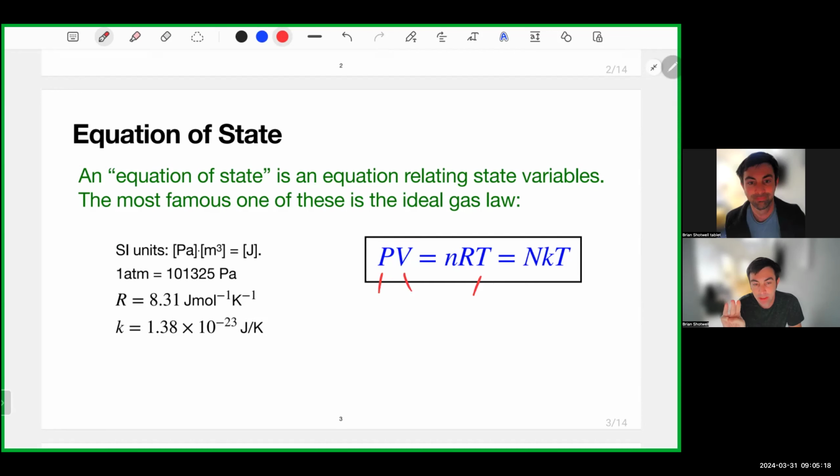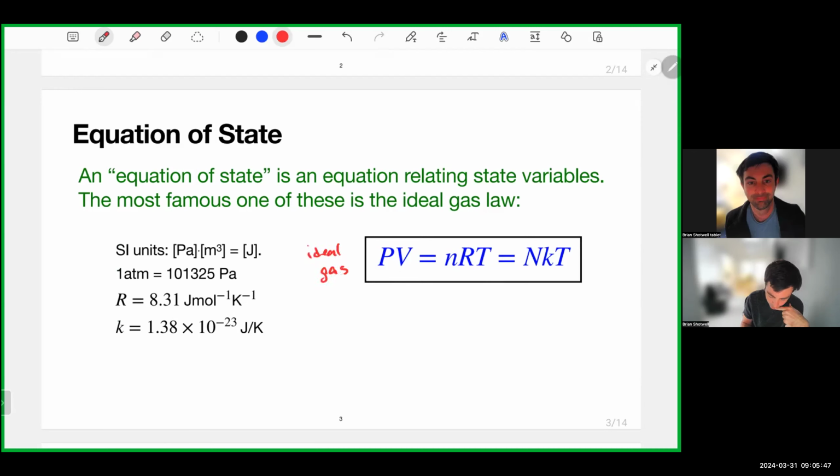And these are three variables that would be independent if it weren't for this thing called an equation of state. An equation of state is an equation that relates these three macroscopic variables and takes the independent number of variables required to describe a system down to 2. So instead of 3 independent degrees of freedom, there's 2 because of this equation of state. And the most famous one is for an ideal gas.